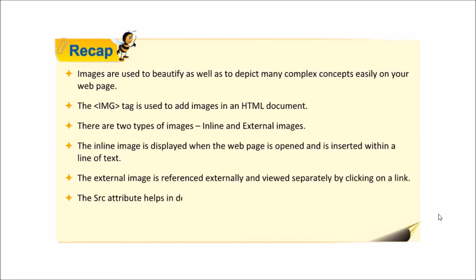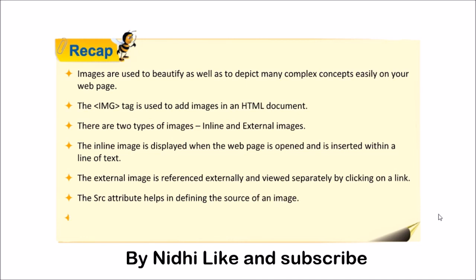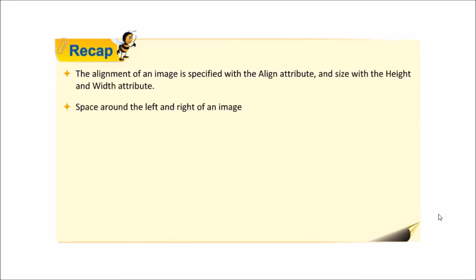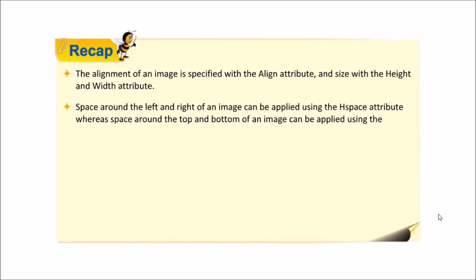The SRC attribute helps in defining the source of an image. The alt attribute lets you specify text as an alternate to the image when a browser does not display images. The alignment of an image is specified with the align attribute and size with the height and width attributes. Space around the left and right of an image can be applied using the hspace attribute, whereas space around the top and bottom of an image can be applied using the vspace attribute.